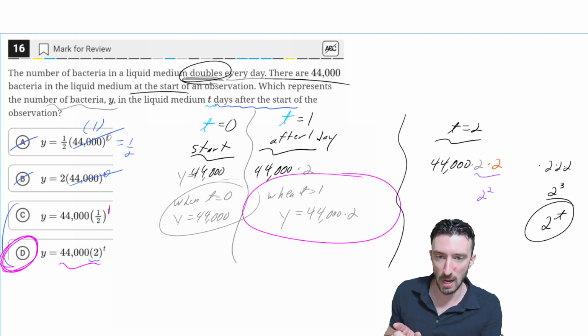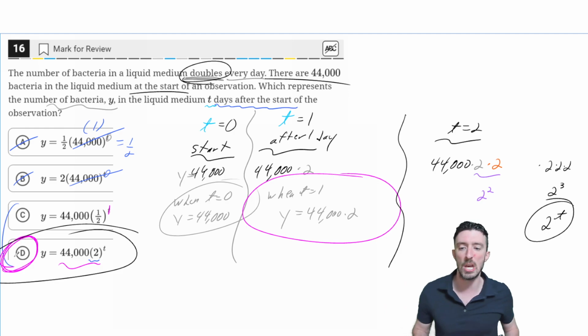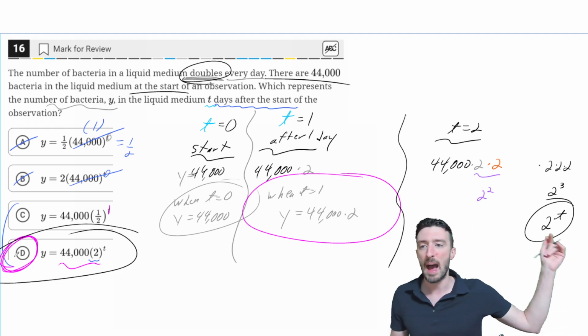So if you see another doubling problem, you can just go after the one that has the 2 to the T.